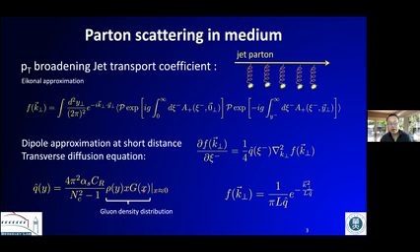So this is why we always say that by jet quenching, if you probe the jet transport coefficient of the medium, you are actually looking at the gluonic properties of the medium. In a static medium, this diffusion equation has a well-known solution, which is just a Gaussian distribution.